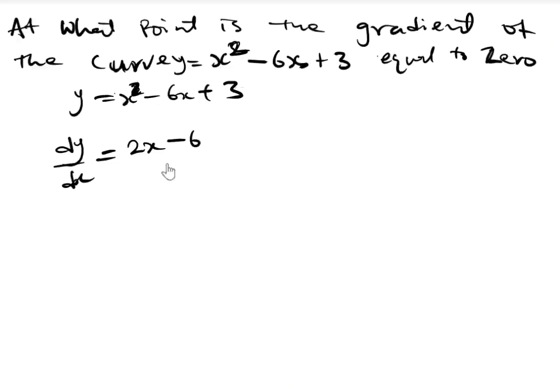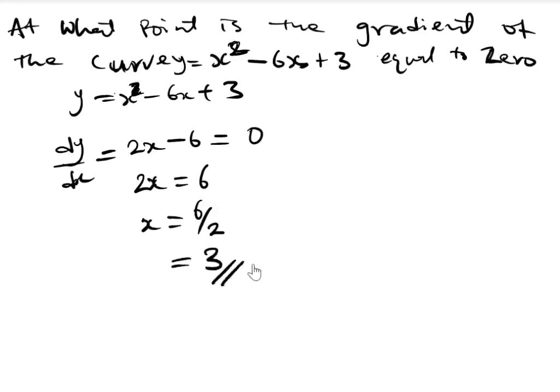So they now ask us at what point will this be equal to 0? At what point will the gradient be equal to 0? So to find the point, we can now make x the subject of formula, which is 2x is equal to, when this minus 6 crosses the sign of equality to be positive 6, and this will be equal to x, 6 divided by 2, and 6 divided by 2 will be 3, and this is the final answer.